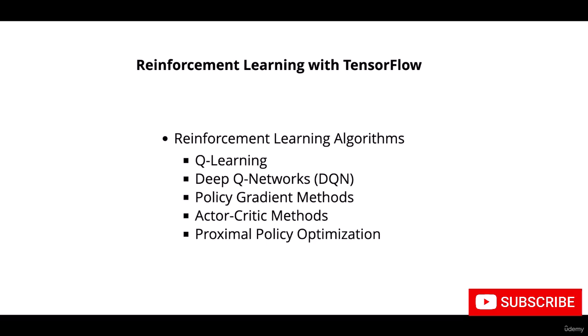Next, we have policy gradient methods, which directly learn the policy function to maximize expected rewards by gradient ascent. Next is actor-critic methods, which combine elements of both value-based and policy-based methods with separate networks for actor policy and critic value function. Next is proximal policy optimization, also called PPO, a policy gradient algorithm that aims to find stable policy updates. These are the different algorithms that we have.